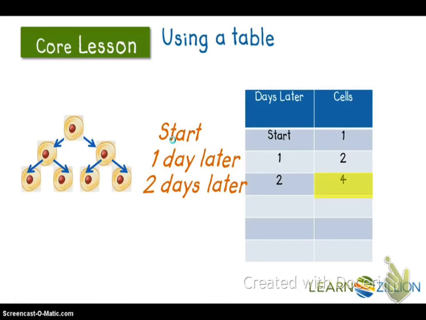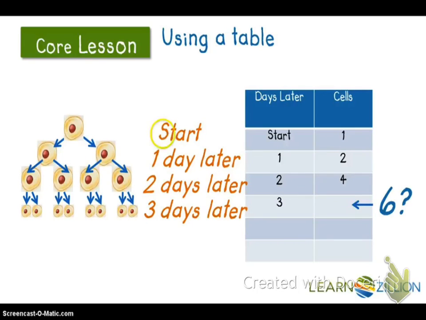Do you think you see a pattern yet? How many cells will there be 3 days later? Is it 6? Some might think it is 6 because it looks like we are adding 2 cells every day, but let's draw it out just to be sure. When we take each of the 4 cells and split them into 2, we don't have 6 cells, we have 8. We are quickly running out of room to draw any more cells, so let's see if we can figure out the pattern. What do you notice?